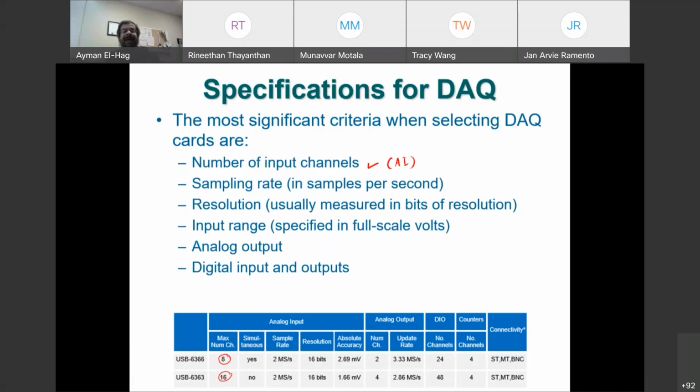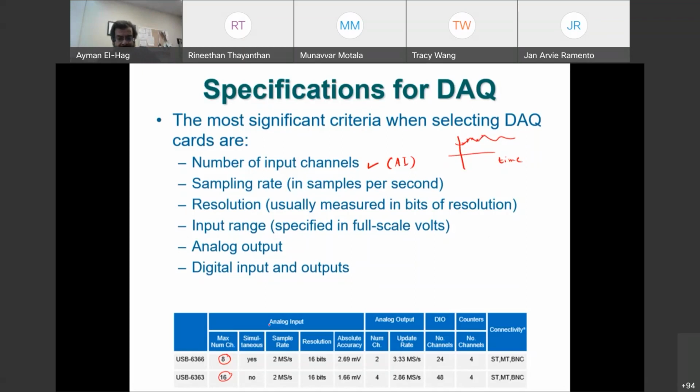Then we'll come to the sampling rate. Sampling rate, as I said, my signal is continuous. So I have a signal like this. This is in reality, and it is called a continuous signal. But my computer cannot take this. So I have to take samples, only certain samples. So if this is time, how many samples per second can I take?